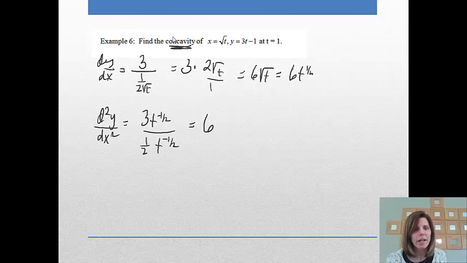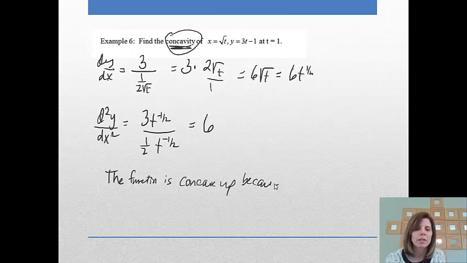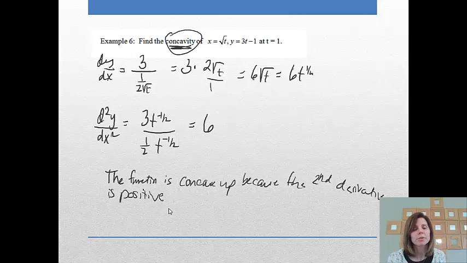And since I got a positive value, it says to discuss the concavity, I can say the function is concave up. And once again, that's because the second derivative is positive. And there we go. So hopefully now you can take some higher order derivatives of parametric equations.